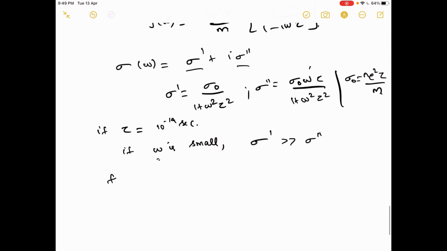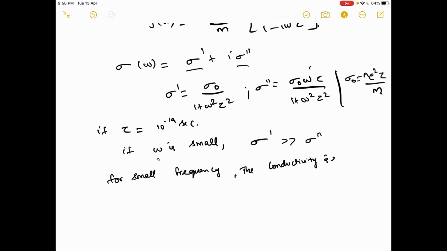So for small frequencies, starting from DC, it is easy to see that if you put omega to be 0, that is a DC frequency, you get sigma naught. And for frequencies up to RF and such, you have the metal acting resistively with only a real part in the conductivity. For small frequencies, the conductivity is real.